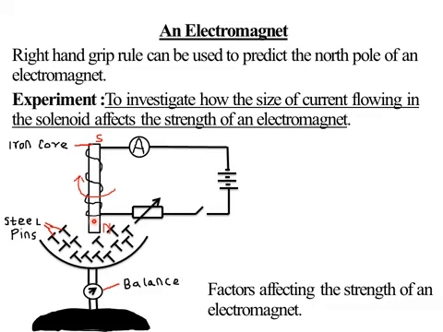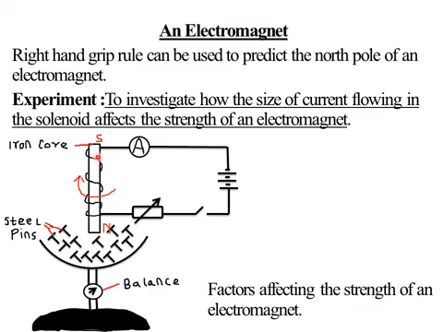The third factor is the shape of the core. Like for this case, we are using a straight core. Sometimes we also have what we call a U-shaped or a circular core. Now, whenever we use a circular core, the strength of the electromagnet will be more than when you use a straight core. So we look at the reasons behind that.